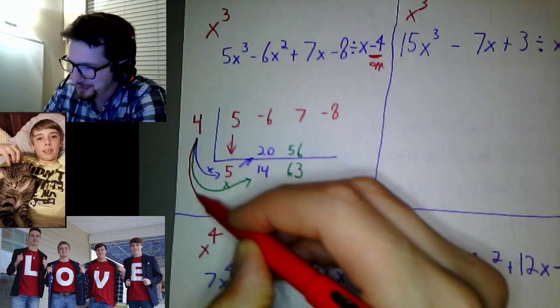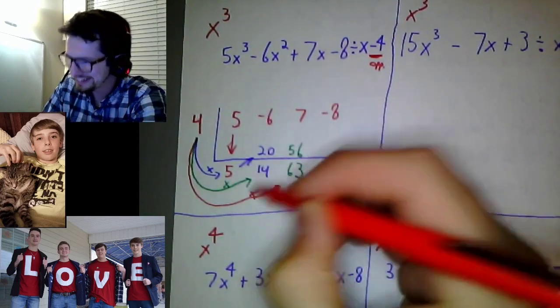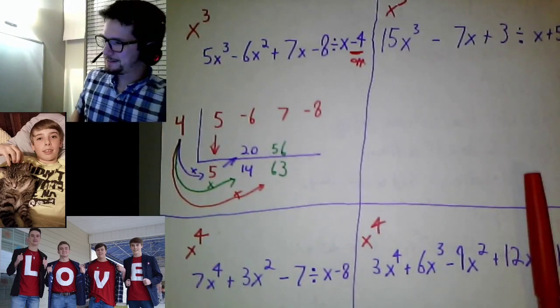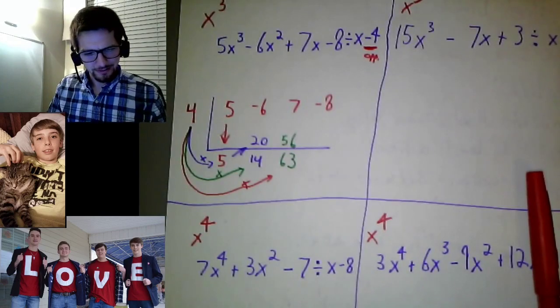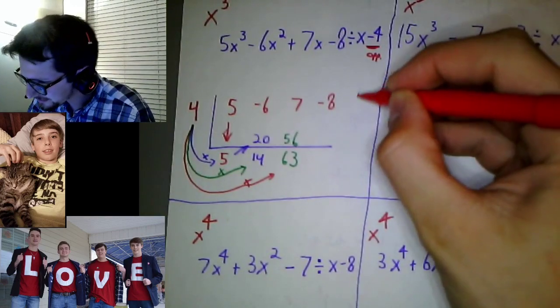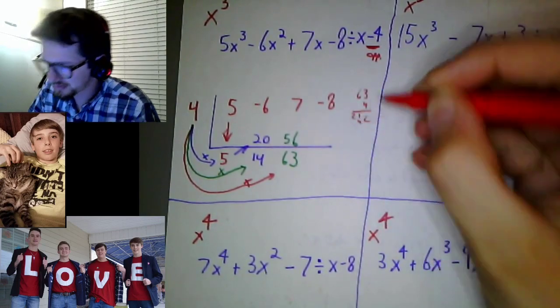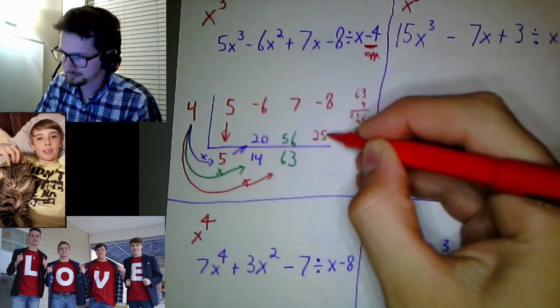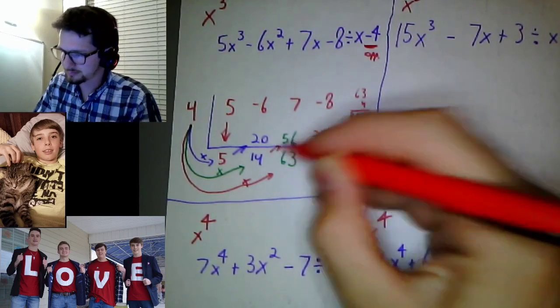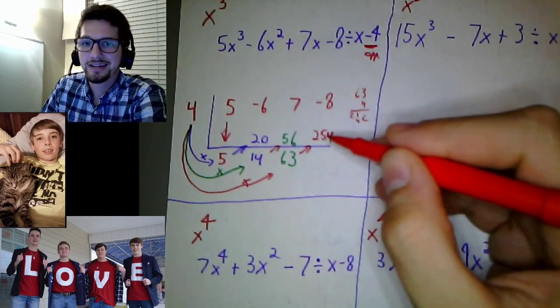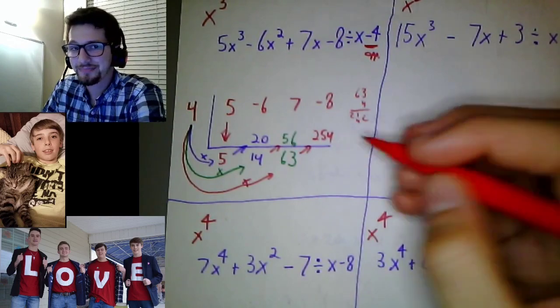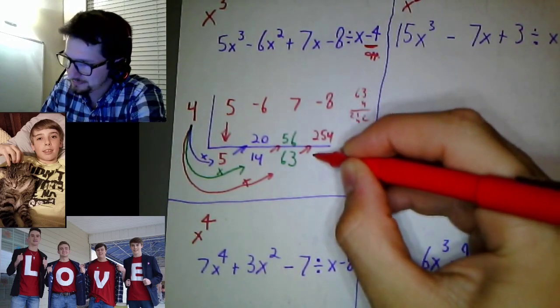So now what's 4 times 63? The numbers are getting big, and I don't have my calculator with me, so it looks like I'm going to have to do this by hand because I don't remember this. 254. And what's 254 minus 8? That would be 246.